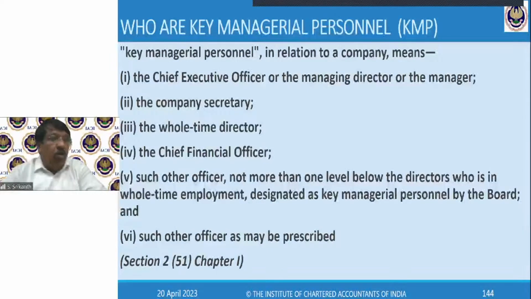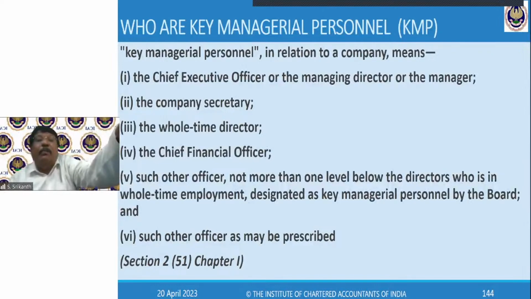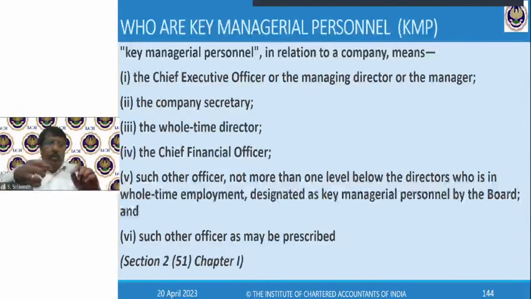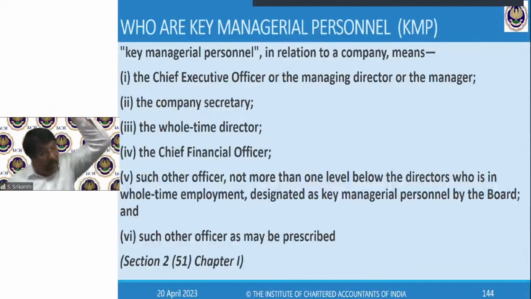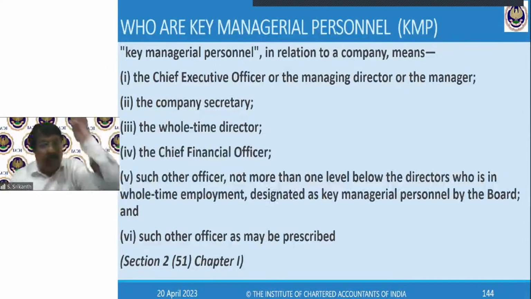Company secretary, whole-time director, chief financial officer, and such other officer as may be prescribed, not more than one level below the director, who is in the whole-time employment and designated as KMP by the board. Friends, look at the hierarchy. On top is the board of directors. In the board, you will have the MD, other directors, non-executive, independent. You might also have the CEO as a director, company secretary as a director, whole-time director, CFO. That is called the board. Are you able to understand?